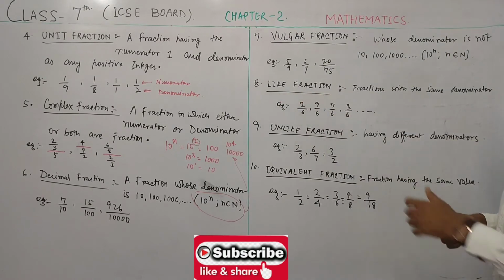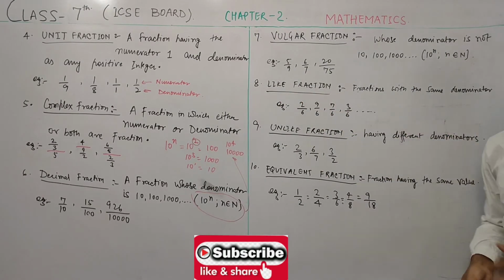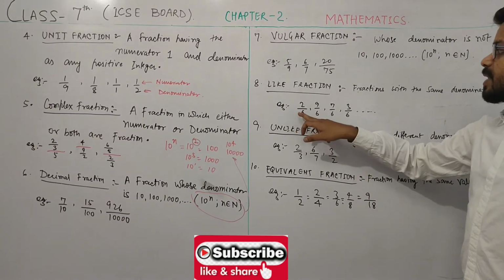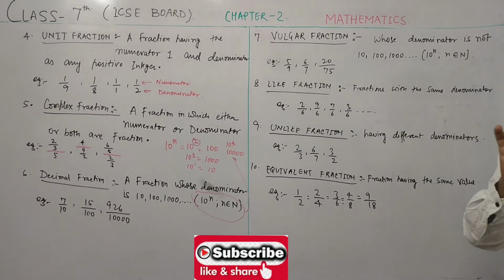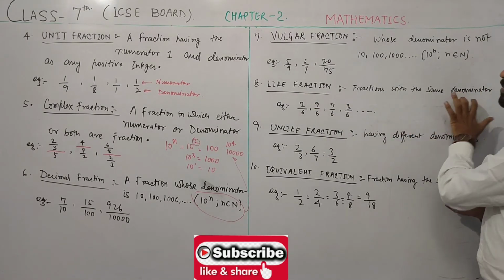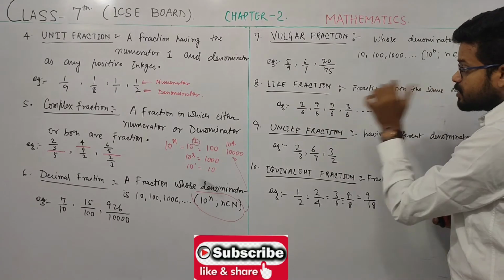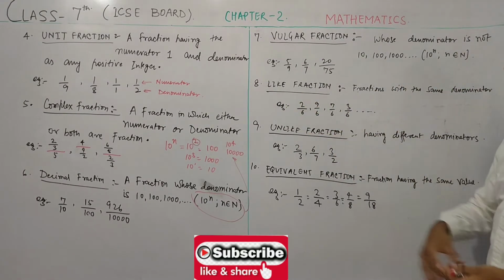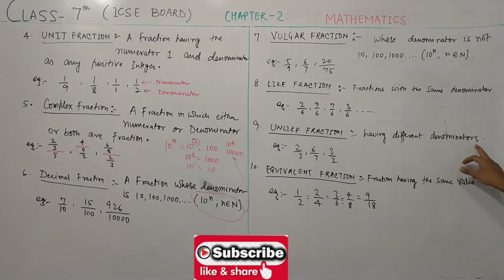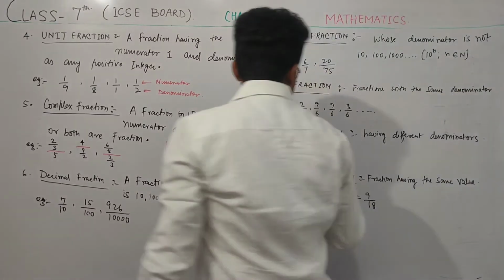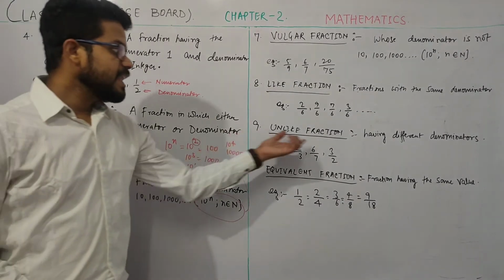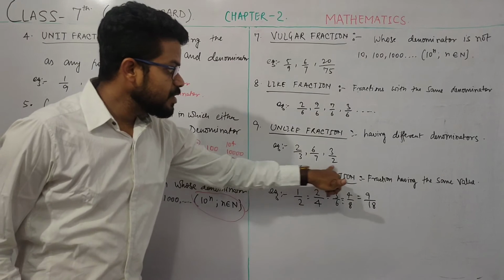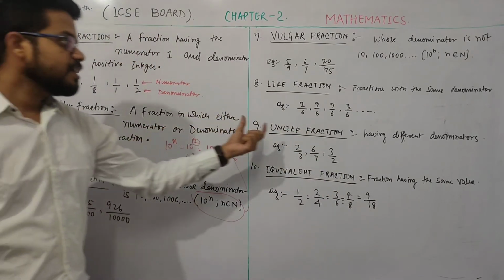Now like fractions: fractions with the same denominator, like 6, 6, 6, 6. All are the same in the denominator, so these are all like fractions. Now unlike fractions have different denominators. So 2 by 3, 6 by 7, 3 by 2, 1 by 2, 7 by 3 are all unlike fractions, where the denominator is not equal.